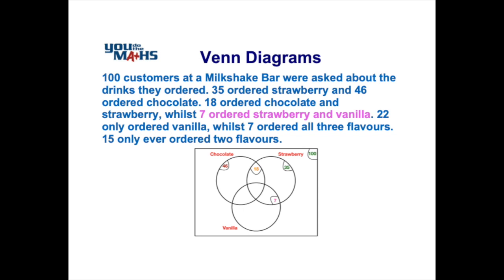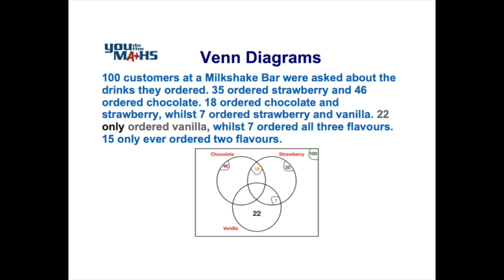The next sentence in the question tells us that 22 people only ordered vanilla. So that means we can safely put that in the vanilla circle, but away from the sections that overlap with chocolate and strawberry. We need to notice a key word in that particular part of the question, and that's the word only. So we know that 22 is only referring to the part of the vanilla circle that does not intersect with chocolate and strawberry.